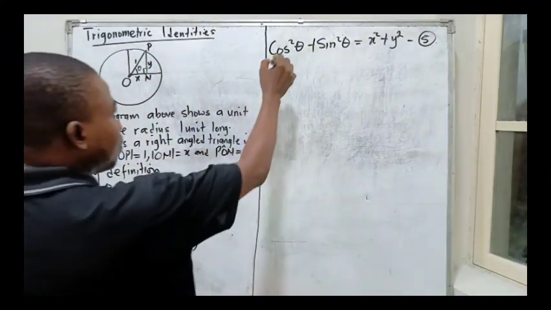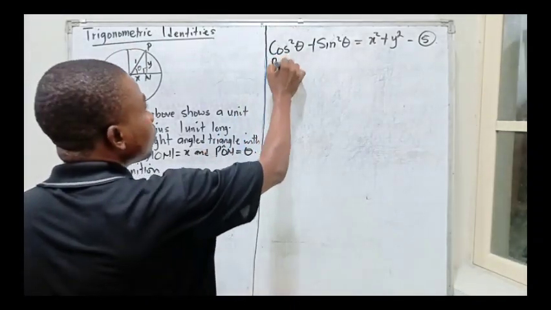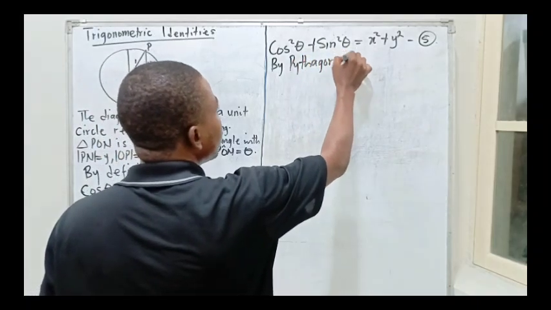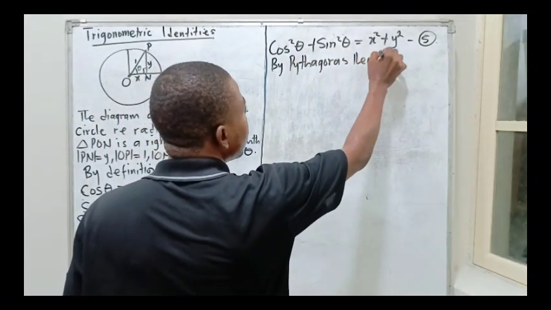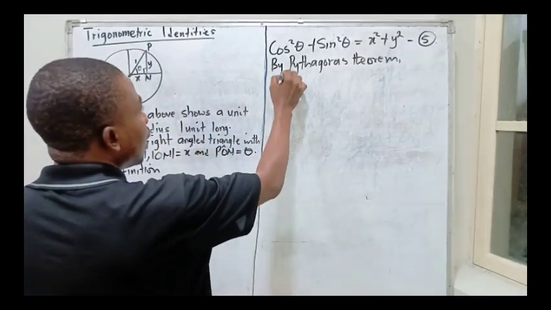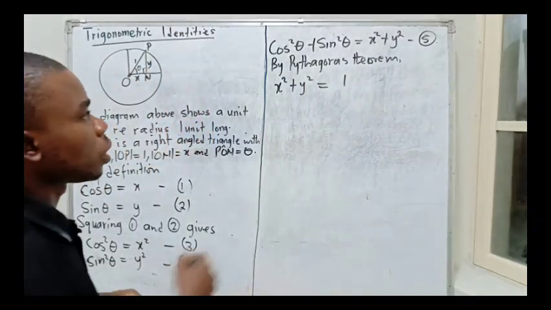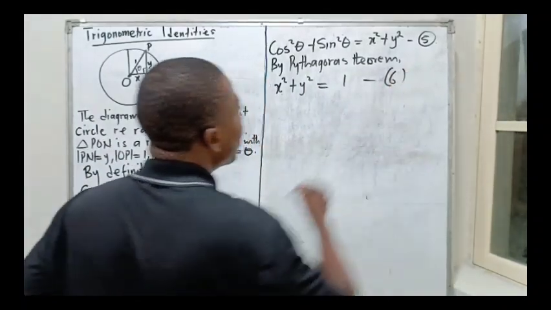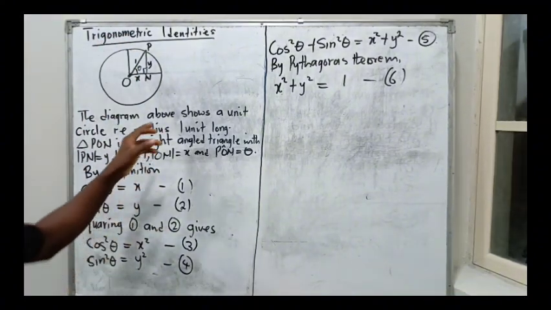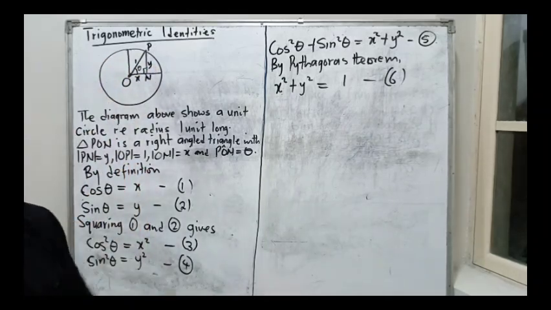Now we bring out this triangle. We know that by Pythagoras theorem, x squared plus y squared is equal to 1. Let's call this equation 6. Since this triangle here is a right angle triangle, it will obey Pythagoras theorem, so x squared plus y squared is equal to 1.